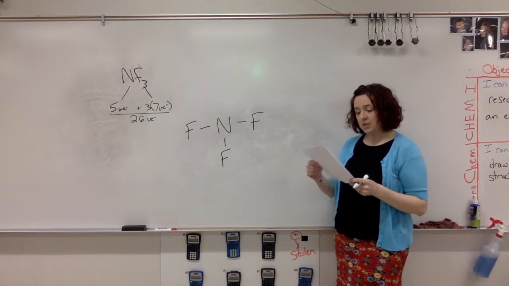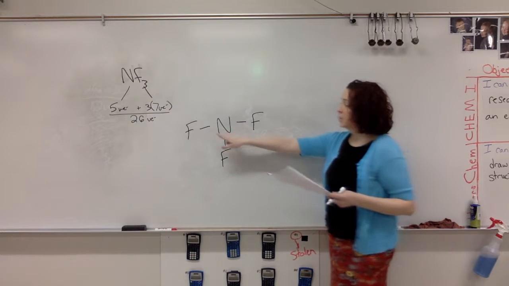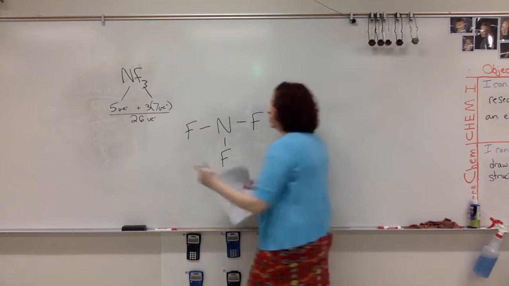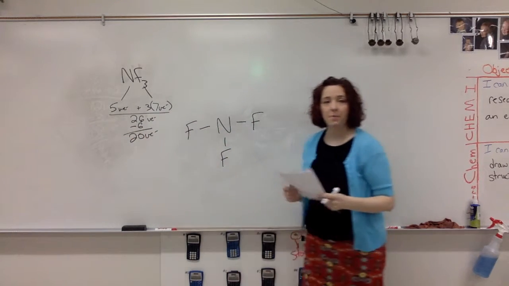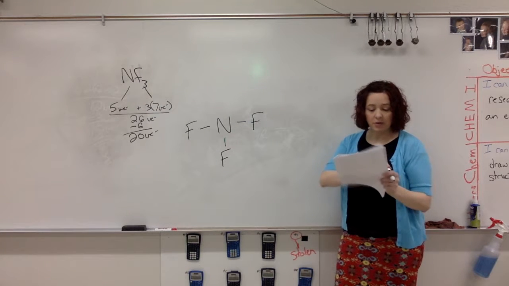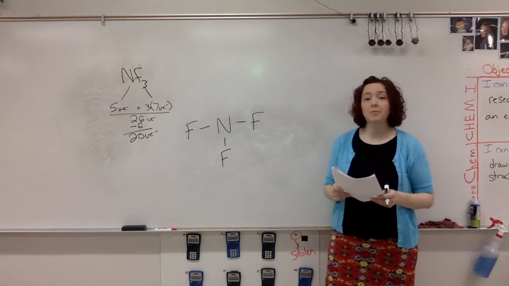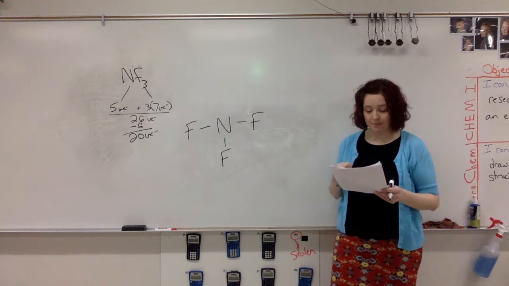Step 4, subtract the number of electrons we just used from our total. So we have 2, 4, 6 electrons we just used. So we have 20 left. Okay, we're still on step 4. Put remaining electrons around the outside atoms as lone pairs to satisfy the octet rule, except hydrogen. Hydrogen only needs 2 electrons.